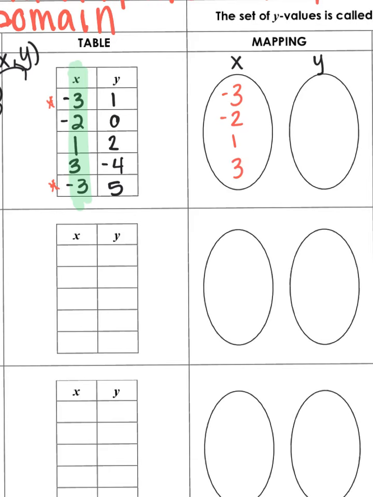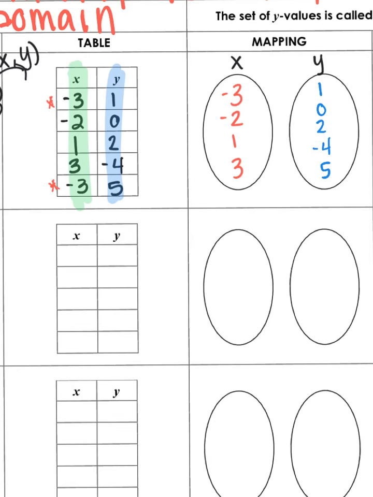Same thing for the y's. We're going to look at our y values, and we're only going to write each one once. So if it's ever repeated, we're not going to write it twice. So we'll write 1, 0, 2, -4, and 5.